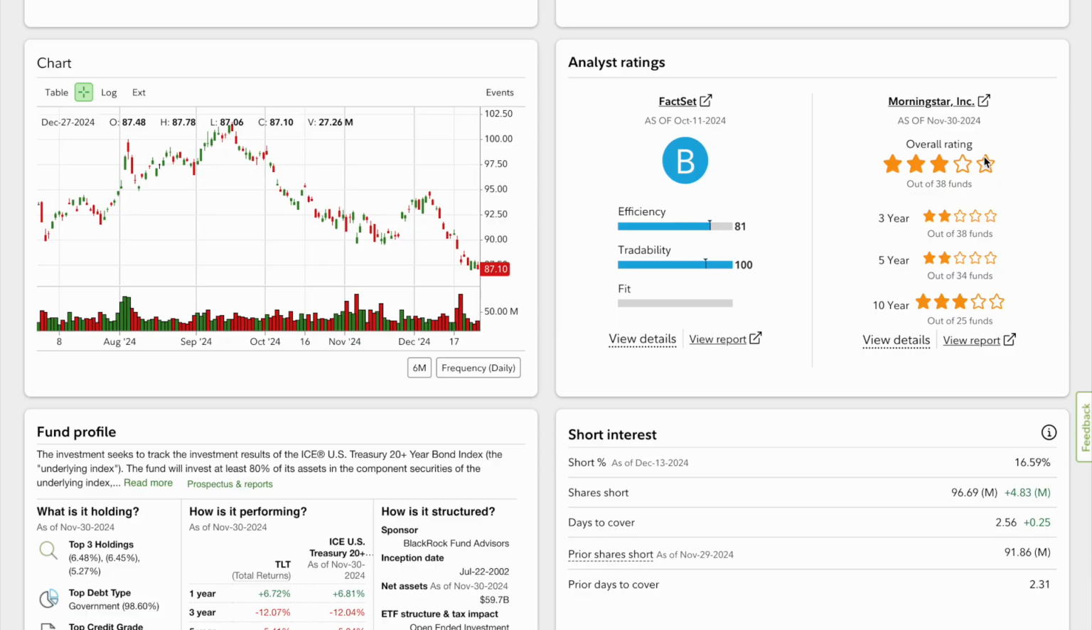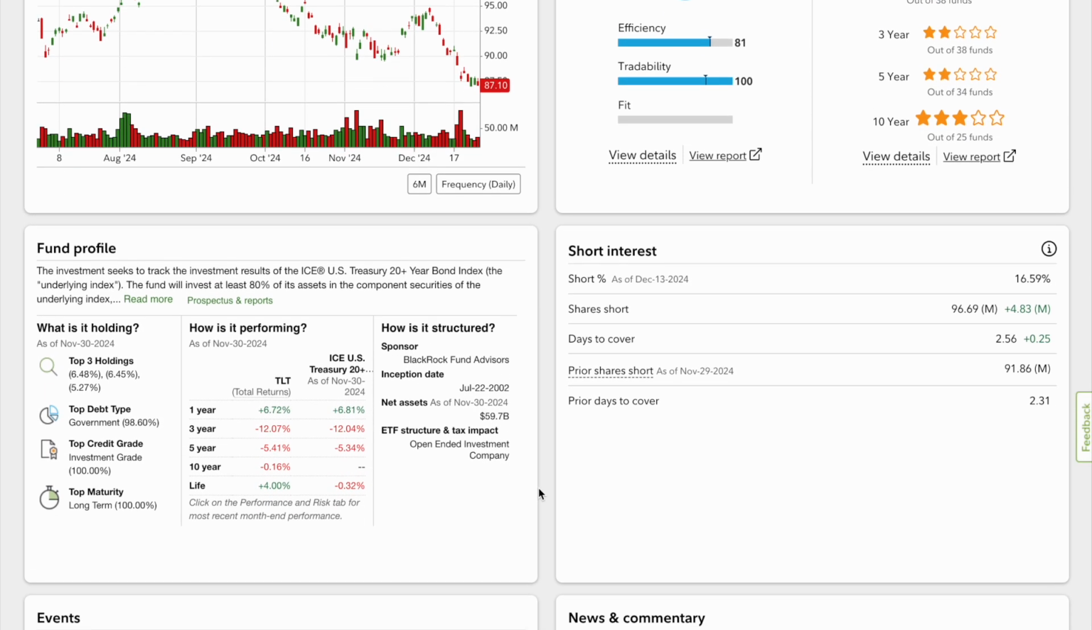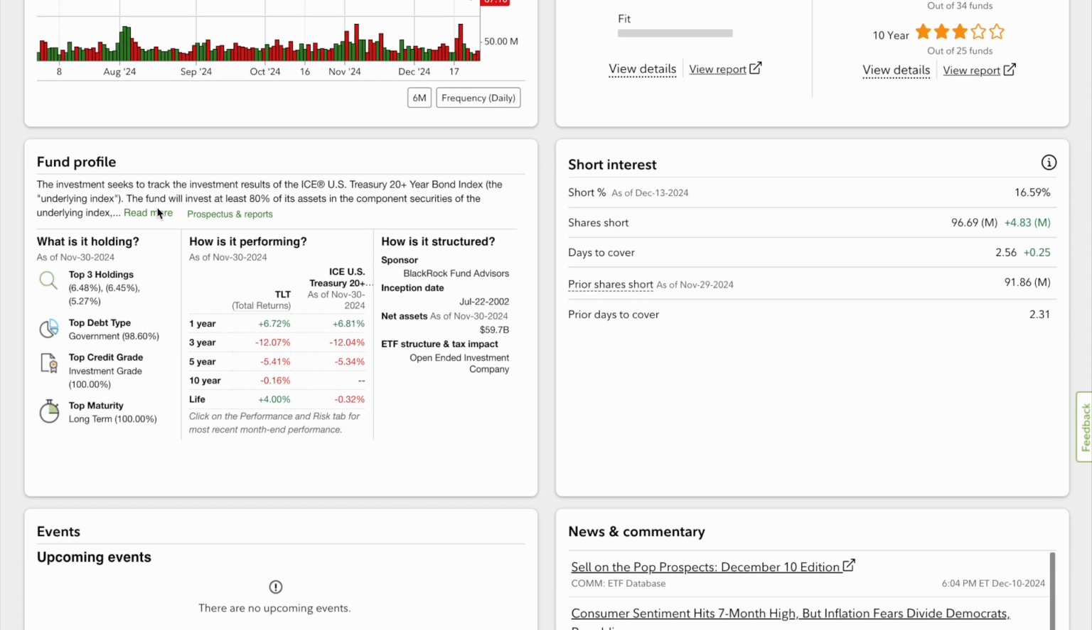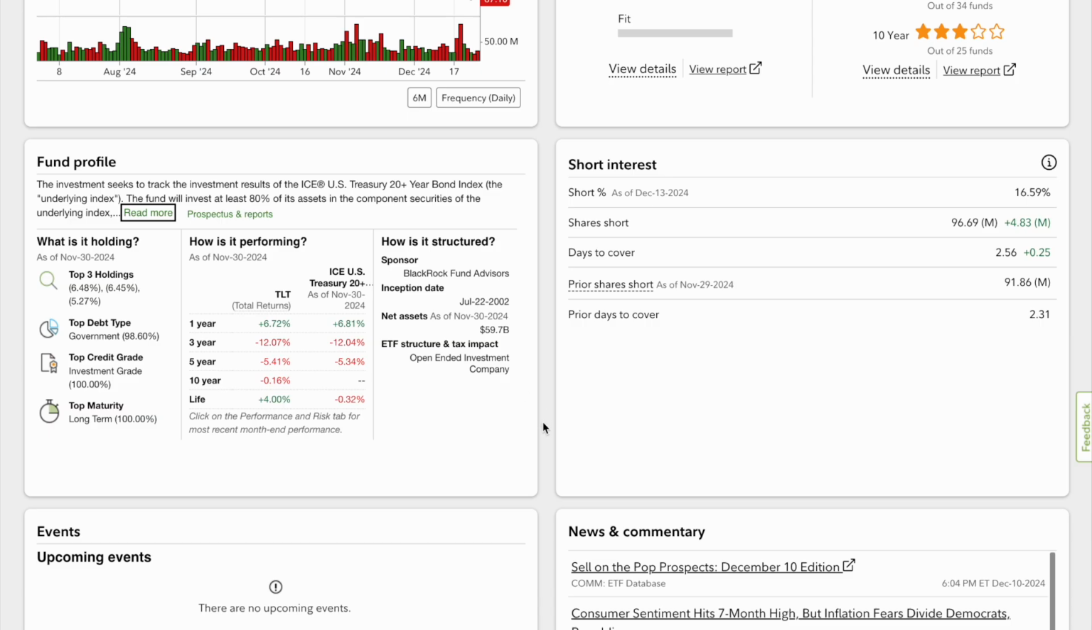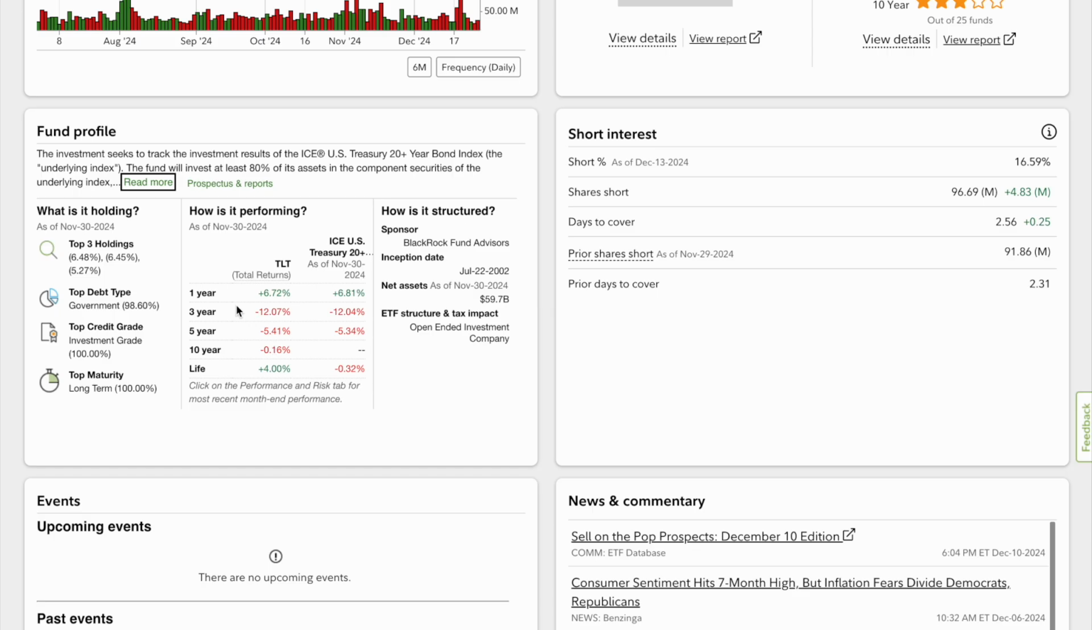It has 3 stars out of 5, and you always have to go with that with a sign of caution. I mean, the returns have not been good, and you have to think about interest rates have been on the rise. So TLT's prospectus real quick, it tracks the performance of the U.S. Treasury Bond Index and invests at least 80% of its assets in the component securities of the underlying index, while it invests at least 90% of its assets in U.S. Treasuries. So just think about when you buy this, you're buying U.S. Treasuries. And if you look at the last 5 years, it's really not done well.